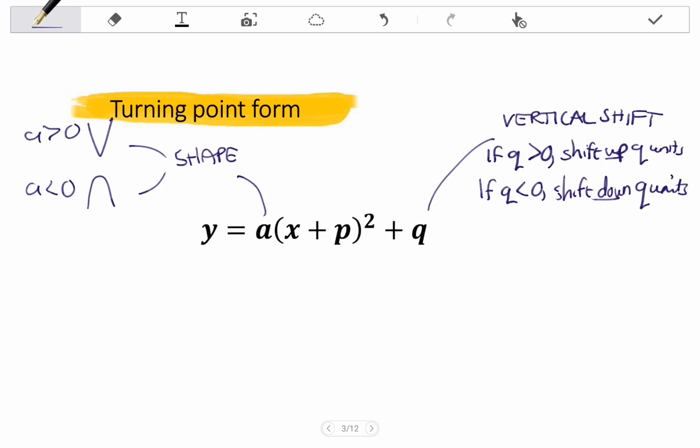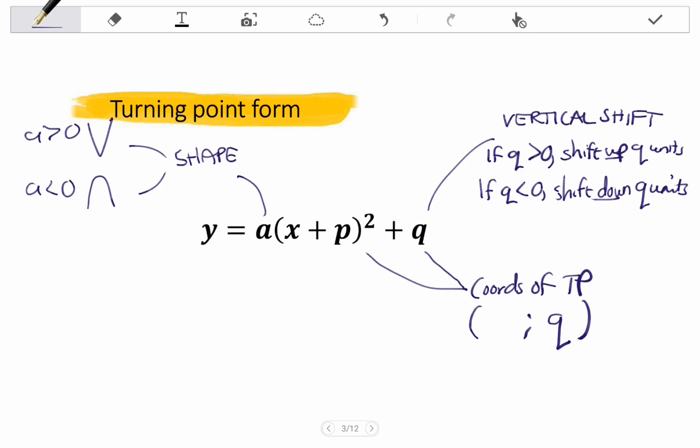Okay, now P is important in two regards. P helps us to find the x-coordinate of the turning point. So both P and Q are involved in finding the coordinates of the turning point. Okay, now the y-coordinate of the turning point is the exact q value.